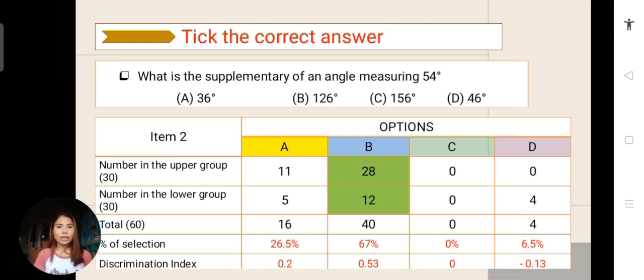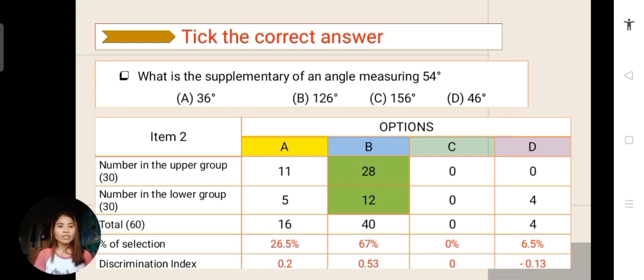So, in option A, in the upper group, only 11 students chose option A. And in the lower group, there are only 5, a total of 16, and the percentage of selection among 60 students is 26.5%, and the discrimination index is 0.2. So in option B, which is the correct answer, we have 28 students who chose option B in the upper group and 12 students in the lower group, a total of 40. So the percentage of selection is 67% and the discrimination index is 0.53.